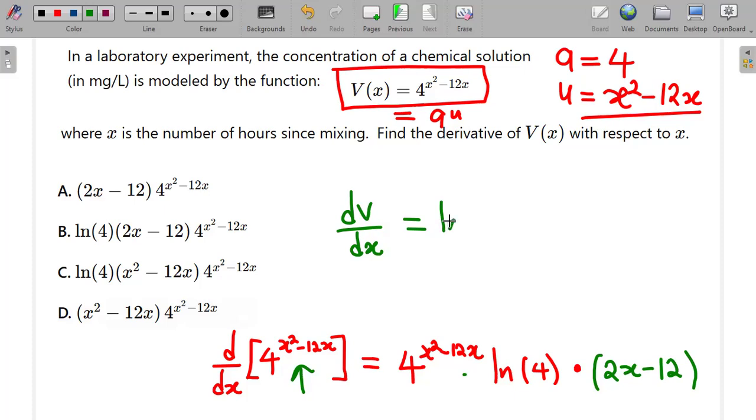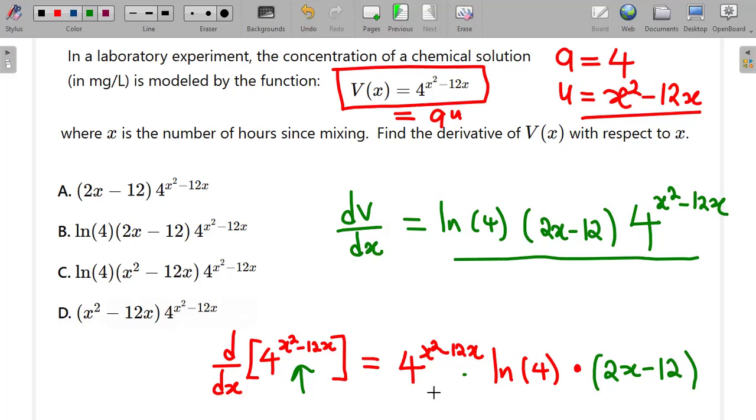So I'll write ln of 4 multiplied by ln of 4, this one, multiplied by 2x minus 12, and then I have the 4 to the power x squared minus 12x. And we see that this option here, which is the same as this, is just one option, what? B. So the correct answer here is B. And you are done.